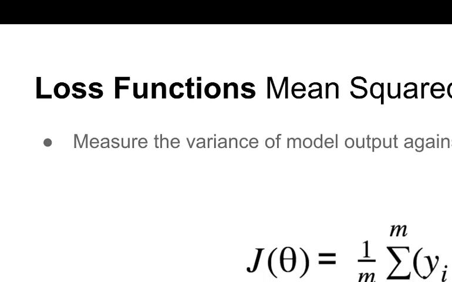So the first one is just calculating the variance of the model output against the target. This is just the variance formula. It's also called the mean square error. So you're saying, okay, Ti is the ground truth label, and Yi is what your model produced, and you're just taking its square, summing it up, and then dividing by m, right? So obviously, the more wrong your model is, the higher J theta will be. That's here.